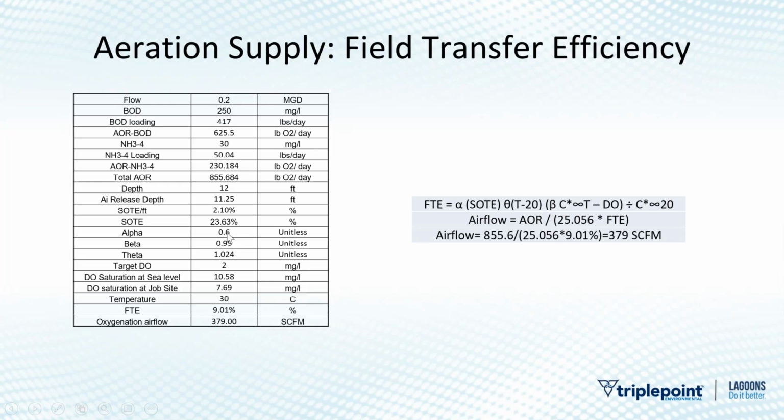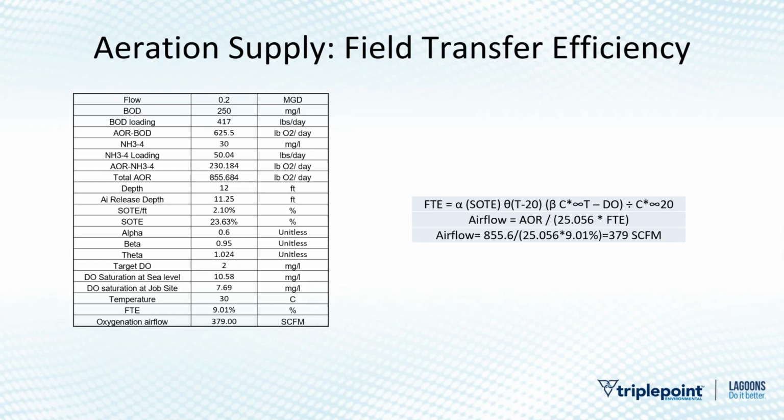We're going to derate that though with an alpha factor. This is a municipal plant, we'll say. So an alpha factor of 0.6 is pretty reasonable to assume. A beta factor of 0.95 and theta of 1.024 are pretty standard issue in the aeration space. And we want to target a dissolved oxygen of 2 milligrams per liter. So we want more air out there than the demand, but not too much.